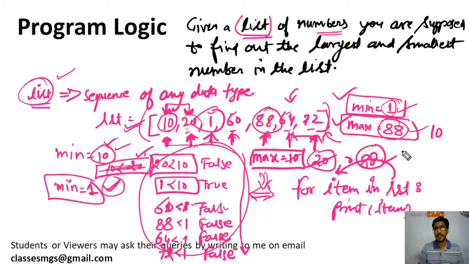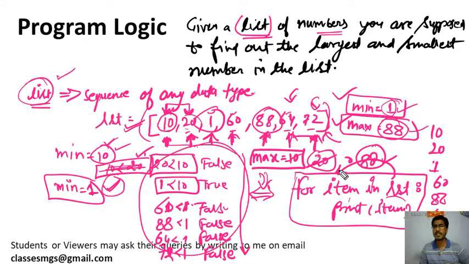So first time 10 will come, next time 20 will come and be printed, next time 1 will come and be printed, 60 will come, 60 will be printed, 88 will come, 88 will be printed, 64 will come, 64 will be printed, 72 will come, 72 will be printed. Up to the last element, each element will come and be printed. So this is the for loop to iterate over each item of the list.